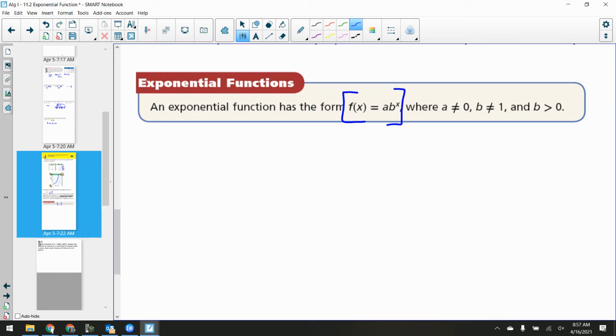I could take any exponential function. I could take 4 times 2 to the x. What's my starting value of that function? What's my ratio? 2. So I know that this is actually going to cross the y-axis at 4, and it's going to grow by a factor of 2. It's my growth factor.